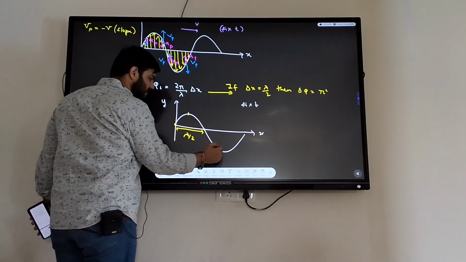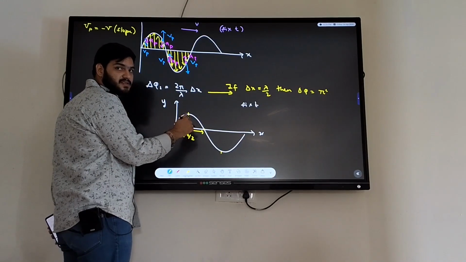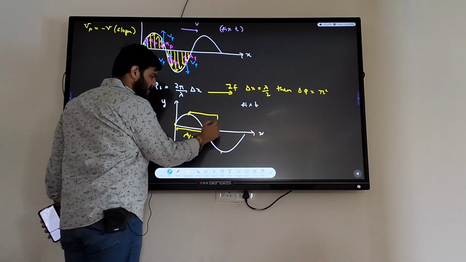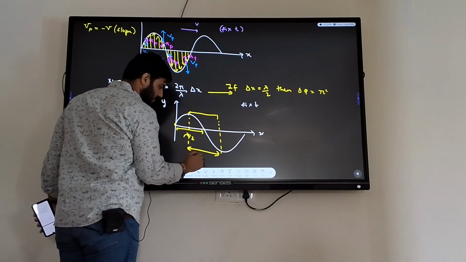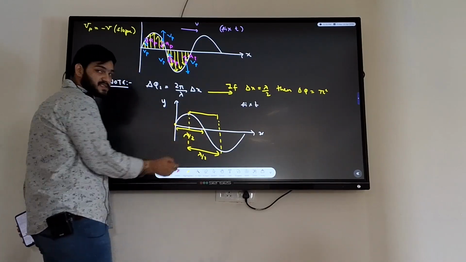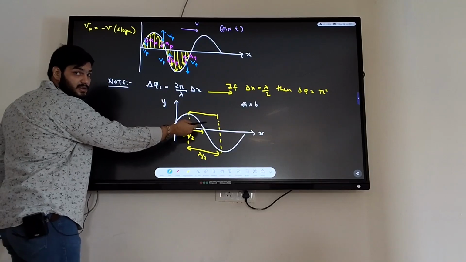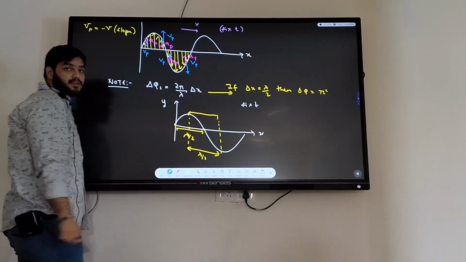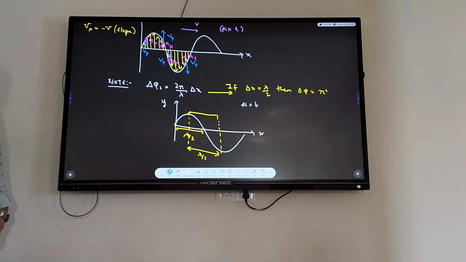Will this and this also have the same lambda by 2 path difference? Yes. That is also lambda by 2, right? What is the phase difference between them? Can you imagine? 90, then another 90. So how much will it be? 180. Does it make sense? So also try to visualize when you are writing out phases and all those things.